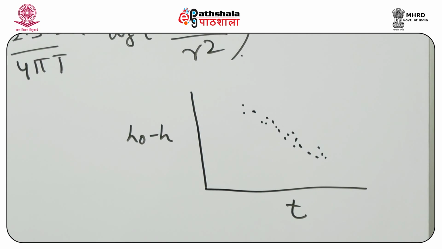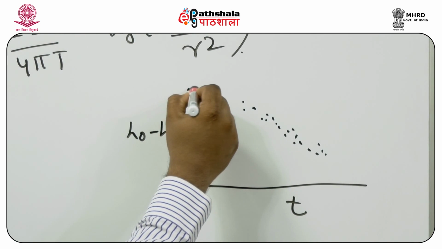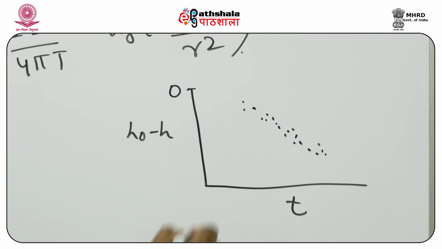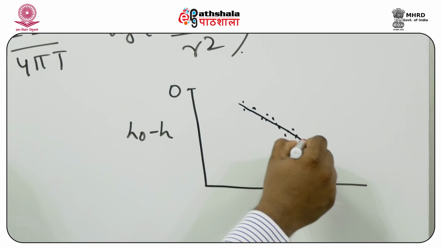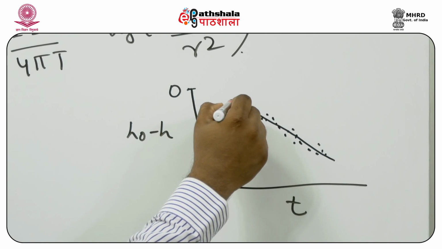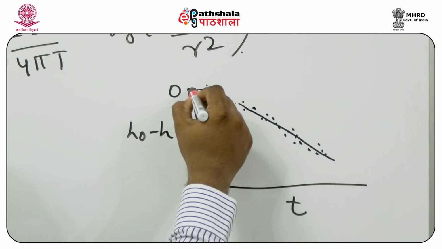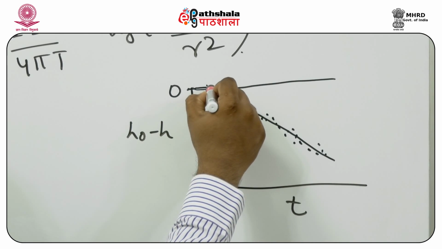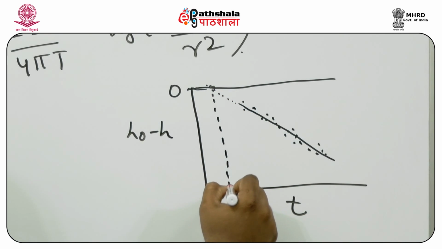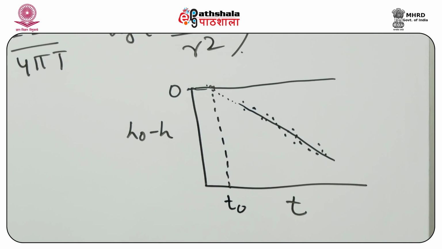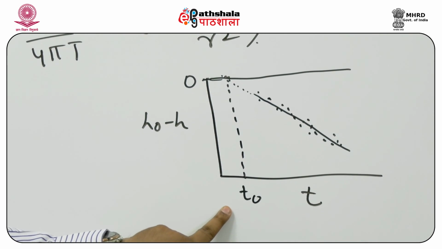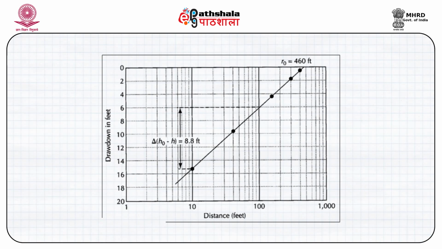Now in the graphical method, remember, the drawdown is 0 here. If we fit a line which passes through these points, and extend it further towards the 0 drawdown level, wherever it meets the 0 drawdown axis, the corresponding value of t is known as t0. The value of t0 is very, very important, so this is one parameter we get from the curve. Another is the slope of this line, which is delta H0 minus H.